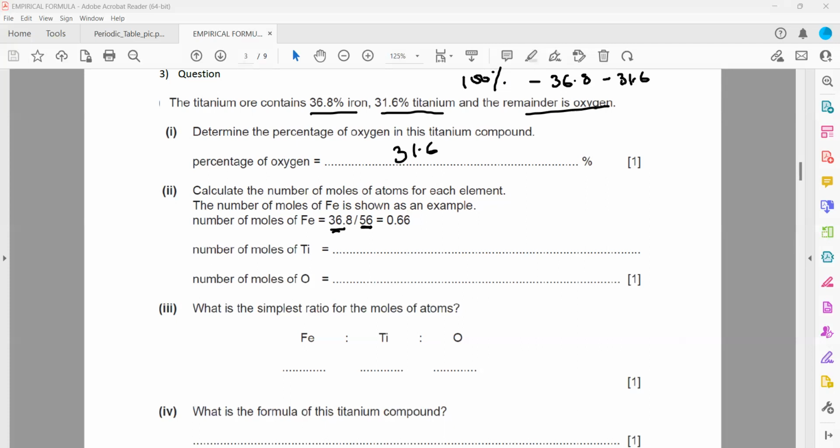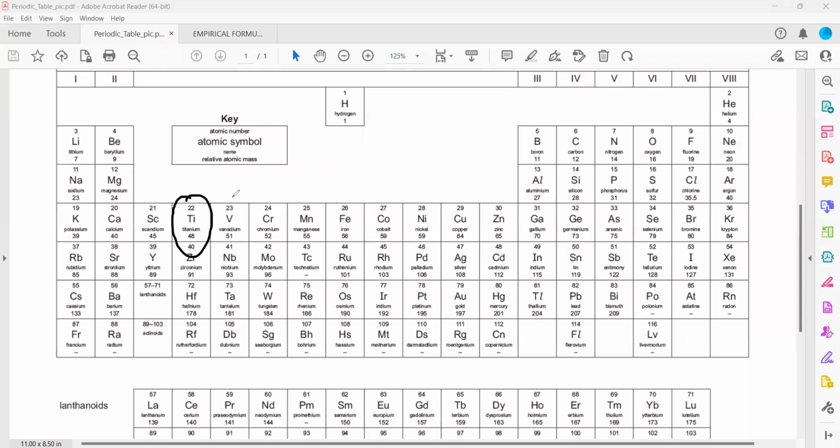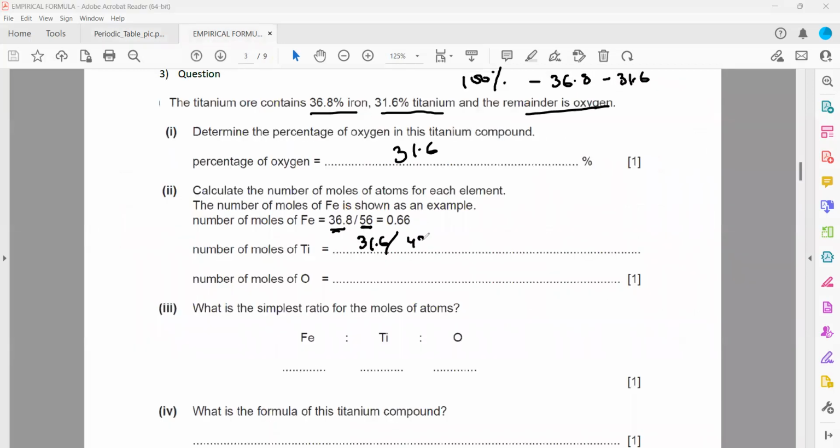For titanium, the percentage is 31.6, divided by the mass of titanium. What is the mass of titanium? Using a periodic table, 51? 48? Titanium, 48 or 51? When we check the periodic table, 51 is vanadium. Titanium is 48. So we will divide 31.6 by 48. How many moles will we get? We'll get 0.65 moles.